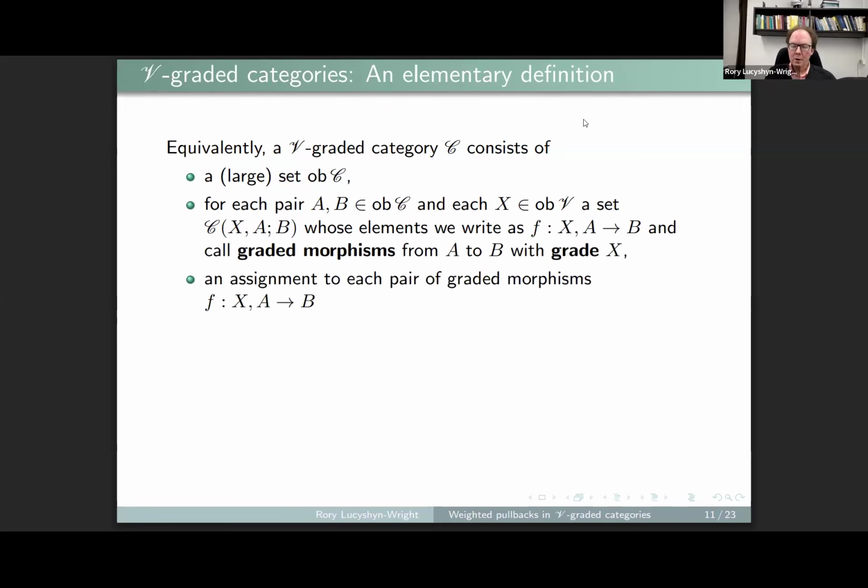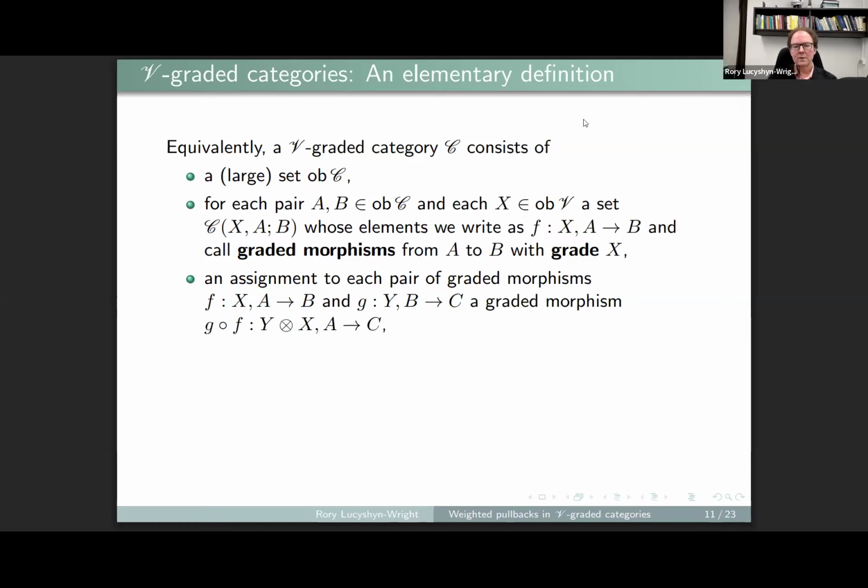And then we want to be able to compose graded morphisms. So we ask for an assignment to each pair of graded morphisms, f from X comma A to B, and g from Y comma B to C. So you can see the A and B and C, well, those look like they're composable, but we have these two different grades, X and Y, thrown in. So we ask for a graded morphism, the composite g of f, whose grade is the monoidal product Y tensor X.